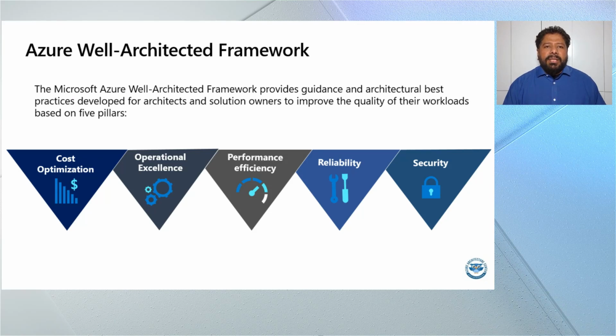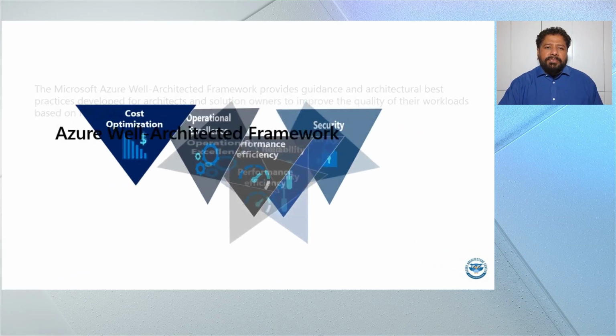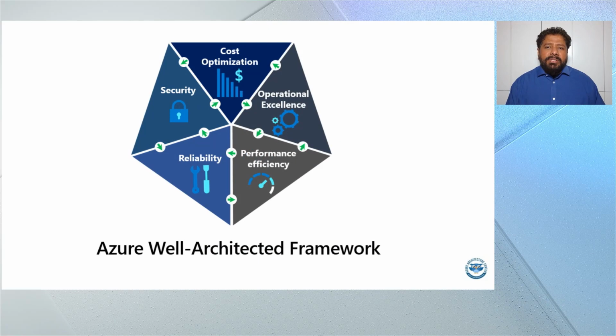The Microsoft Azure Well-Architected framework provides guidance and architectural best practices curated for developers, architects, and solution owners to improve the quality of your workload based on 5 pillars. The 5 pillars of Microsoft Azure Well-Architected framework are cost optimization, operational excellence, performance efficiency, reliability, and security. These pillars of well-architected are interdependent. Altering one will have an impact on one or more of the other pillars. Achieving a balance between these constraints should be an ongoing effort, both during building your workloads and while operating your solution.